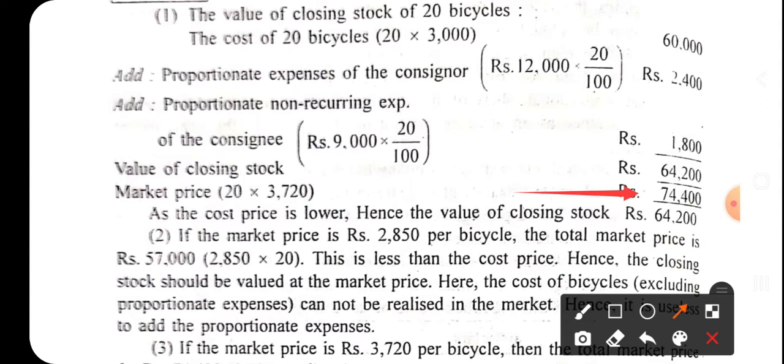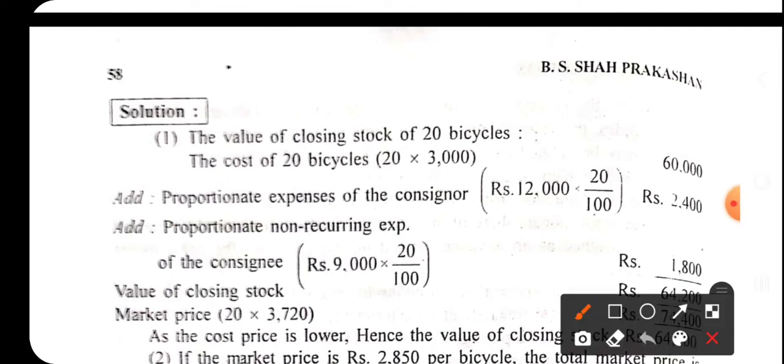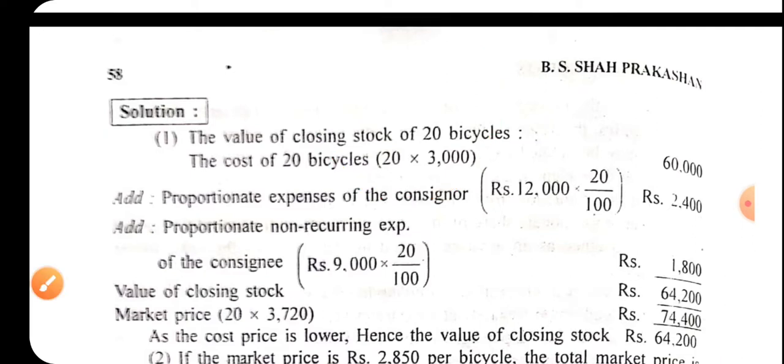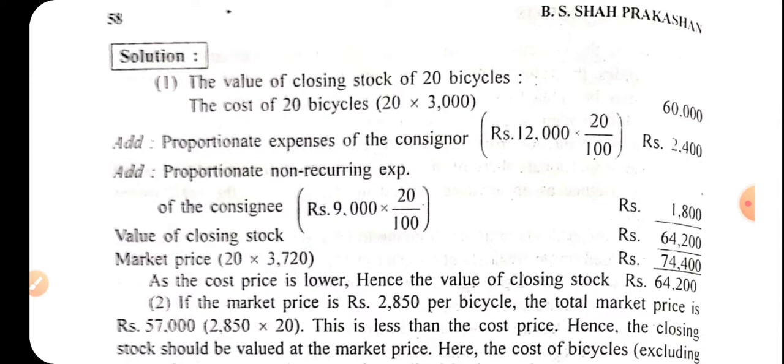Let us evaluate the cost price of closing stock. As I had explained earlier, 20 bicycles are not sold by the consignee. The cost price is 3000, so 3000 into 20, that is 60,000. Now evaluate the proportionate expense of the consignor. When 100 bicycles are sent, the expense paid by the consignor is 12,000. Then what is the expense for 20 bicycles? It results in 2,400. 60,000 plus 2,400.